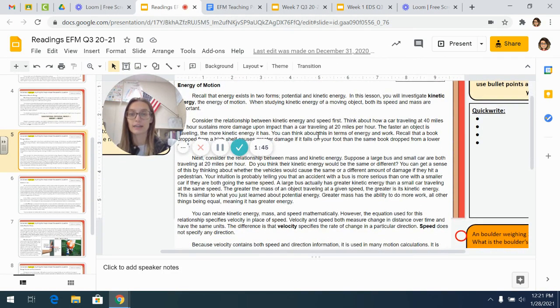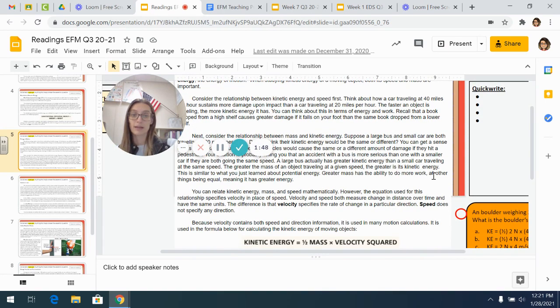You can relate kinetic energy, mass, and speed mathematically. However, the equation used for this relationship specifies velocity in place of speed. Velocity and speed both measure change in distance over time and have the same units. The difference is that velocity specifies the rate of change in a particular direction. Speed does not specify any direction.